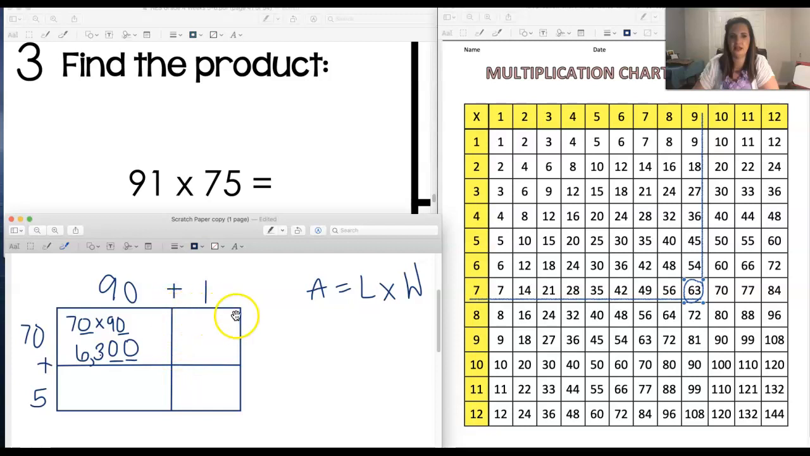For this small box over here, I'm doing 70 times 1. 7 tens times 1. Well, we've learned that anytime you multiply something by the number 1, it just equals itself. So 70 times 1 equals 70.